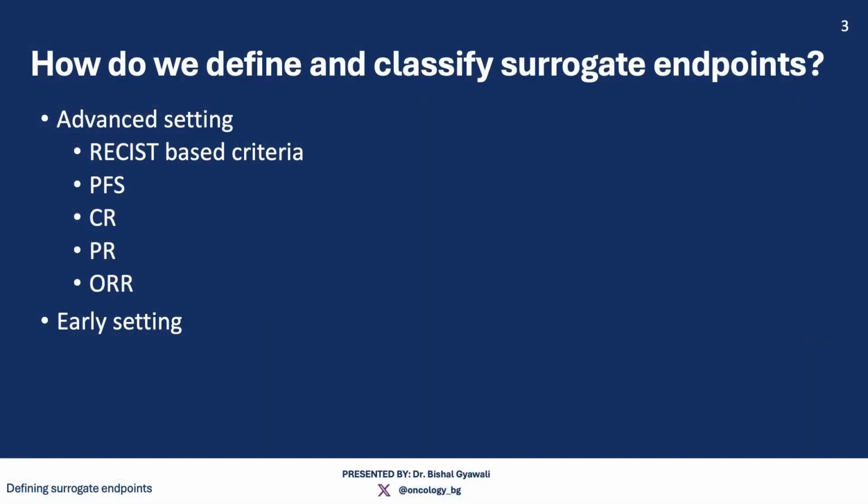We classify them in different ways. One of those ways is surrogate endpoints in the setting of early cancer drug trials, as in neoadjuvant and adjuvant setting trials, and then in the advanced setting trials. And within the advanced setting, we have different types of surrogate endpoints, such as response rates, clinical response, partial response, and overall response rates, as well as progression-free survival. These are usually defined on the basis of a criteria known as RECIST. RECIST stands for Response Evaluation Criteria in Solid Tumors, and that's classically what almost every clinical trial uses to define these surrogate endpoints in the advanced setting.